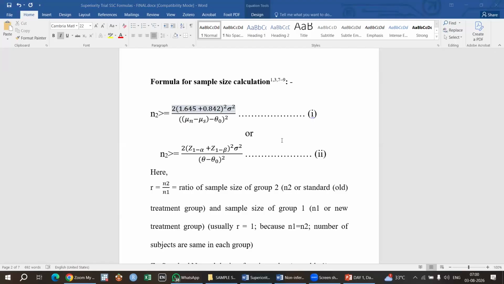I am making this formula very simple. 2.487. Okay, if it is right, I am writing it here. 2.487. Very good. Please give me the square, because it is written as a square here. The square of 2.487 is 6.185.